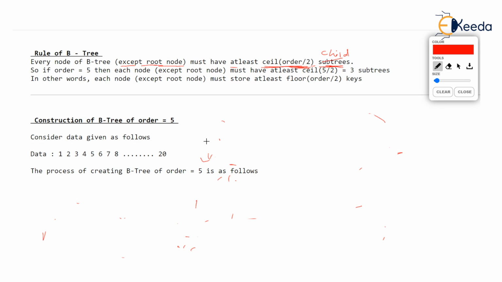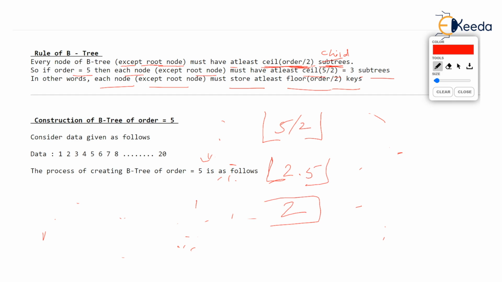So if the order is 5, then each node except the root must have at least ceiling of 5 by 2, that is 3 subtrees. In other words, each node except the root must store at least floor of order by 2 keys. Floor of 5 by 2 is floor of 2.5. Floor of 2.5 is 2 because we are looking for the nearest value which is lesser than 2.5. So if the order of the tree is 5, then every node must store at least floor of order by 2, that is 2 keys.